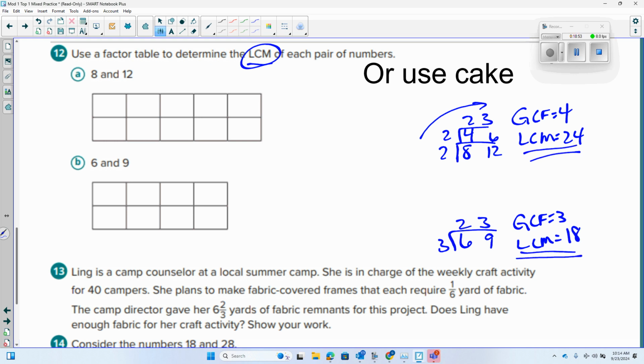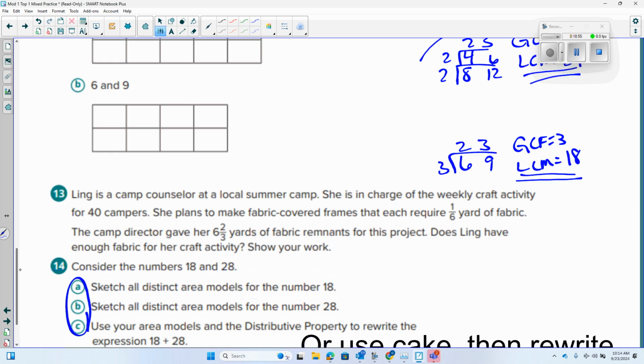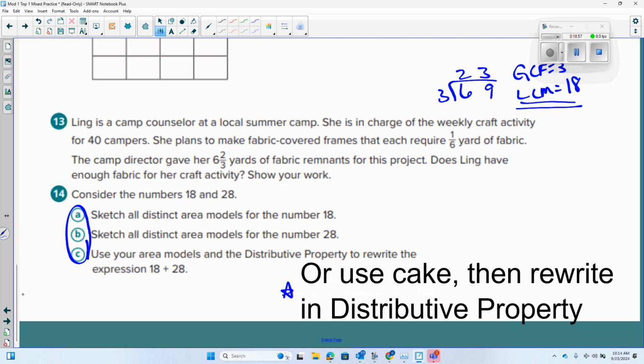Ling is a camp counselor. She is in charge of a weekly activity for 40 campers. She plans to make fabric covered frames that each require 1/6 yard of fabric. The camp director gave her 6 2/3 yards of fabric limit for the project. Does Ling have enough fabric for her craft activity? So there's our question, and show your work.